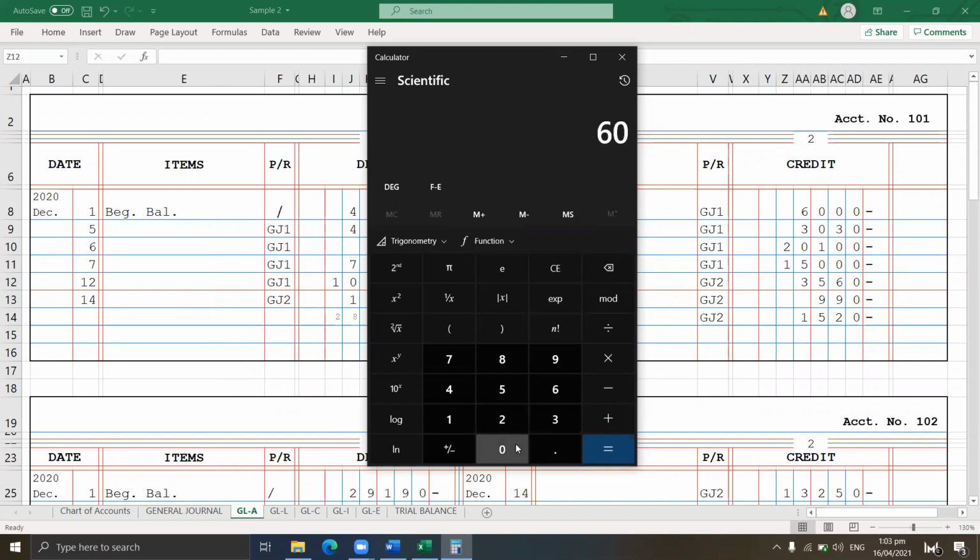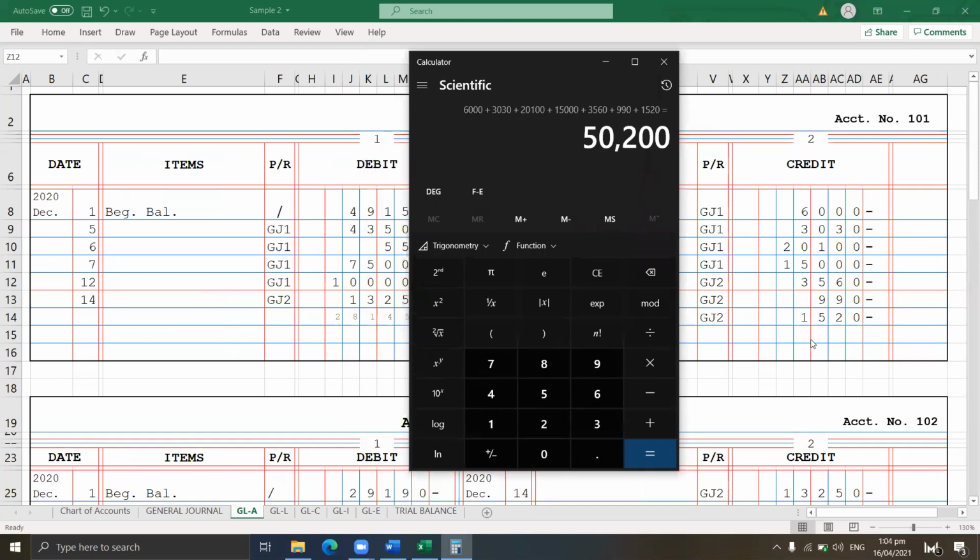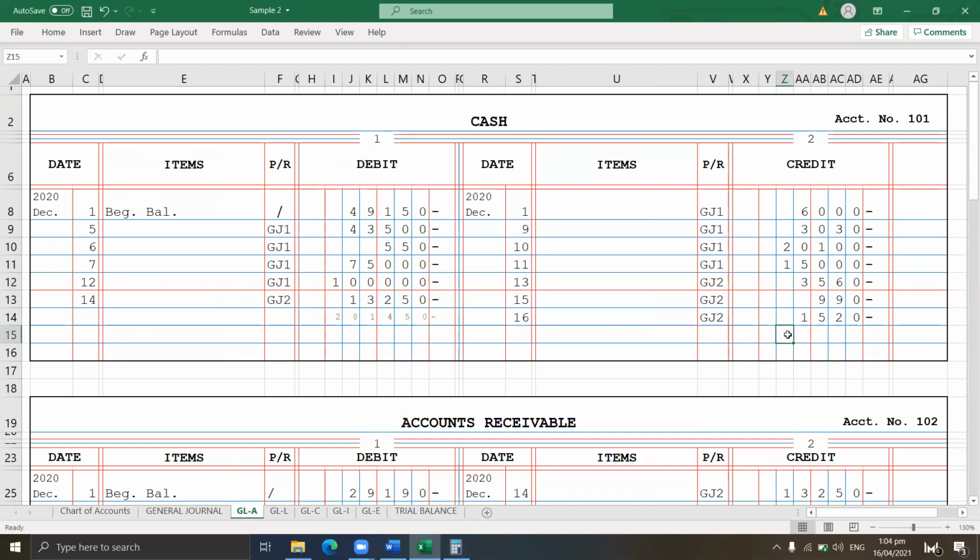Okay, 6,000 plus 3,030 plus 20,100 plus 15,000 plus 3,560. Okay, plus 990 plus 1,520. Okay, so let's just recheck. So that's amounting to 50,200. Okay, so ilalagay natin dito 50,200.